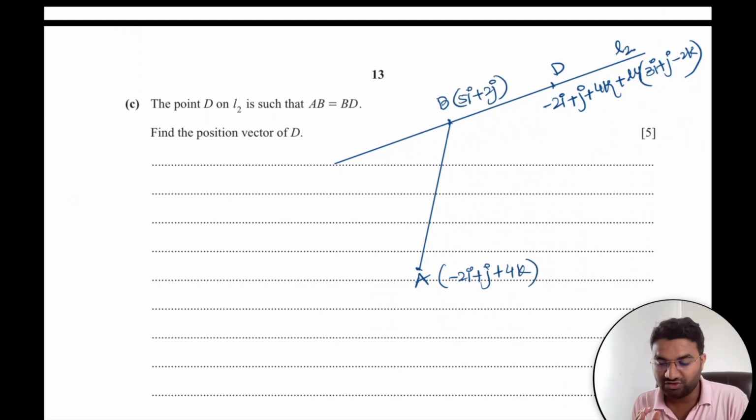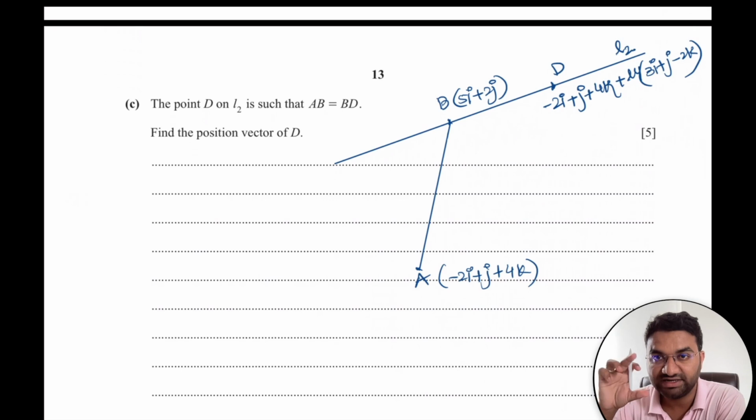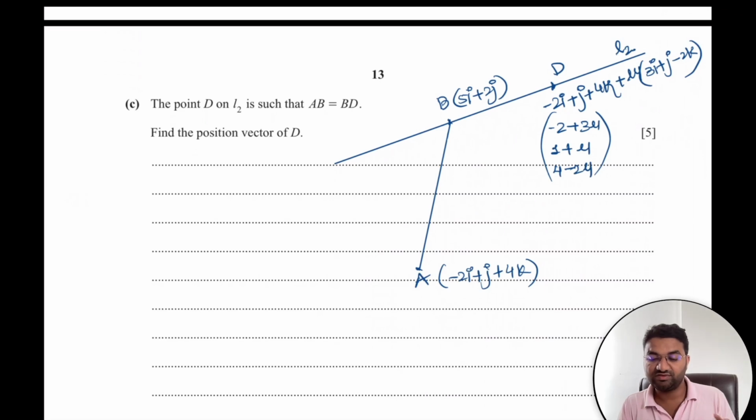Fine, done. One more thing you have to do is write the parametric equation for point D on L2. So the parametric equation is negative 2 plus 3 mu, then 1 plus mu, then 4 minus 2 mu. This is point D actually. Point D we can represent in the form of a parametric equation, that is negative 2 plus 3 mu, 1 plus mu, and 4 minus 2 mu.